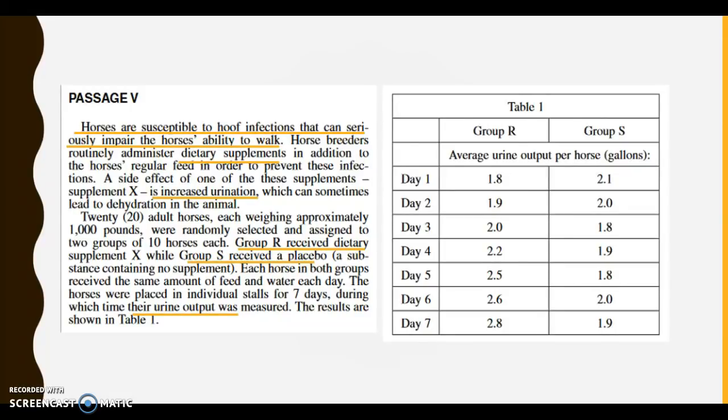So we're looking at two groups, one with a supplement, one with a placebo, and we're measuring their urine output. That's what this whole passage is about. So I'm going to go ahead and put my trend lines on for both Group R and Group S. Notice here as I move from day 1 to day 7, I see an increase in urination for Group R, but I don't see any trends for Group S, the group that received the placebo. Chances are that this will become a question a little bit later on.